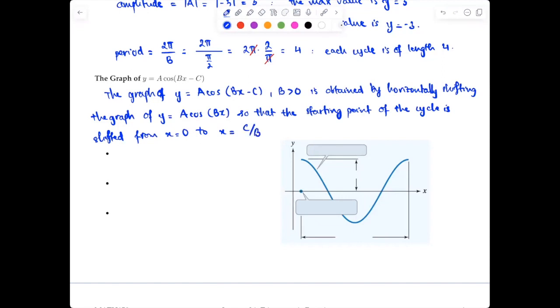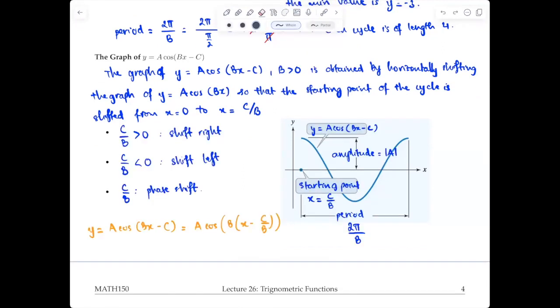If you compare this definition with the definition for the sine function, they are very similar to one another. It's just that we have a different type of function. One is the sine function, the other one is the cosine function. This type of transformation allows you to move the starting point from the origin to another location. In this case, that is x equals c over b. So let's take a look at the graph here.